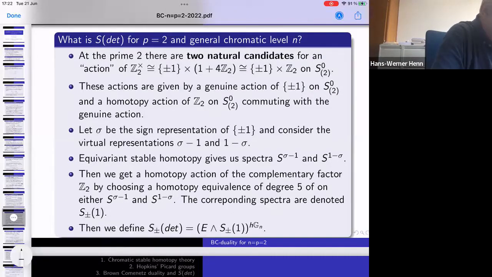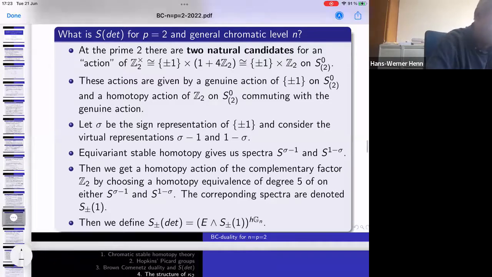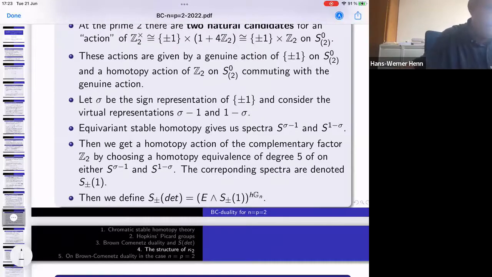So in a paper by Pontryagin, Bartels, Goerss, and Stojanoska, they actually consider it as σ - 1, and they call that the Tate sphere. But in fact, there are two versions of the Tate sphere. Let's call them S^+, respectively S^-1. And then one can define S^± as taking the Morava E_n theory spectrum, smashing it with this version of the Tate sphere, and taking homotopy fixed points with respect to G_n.